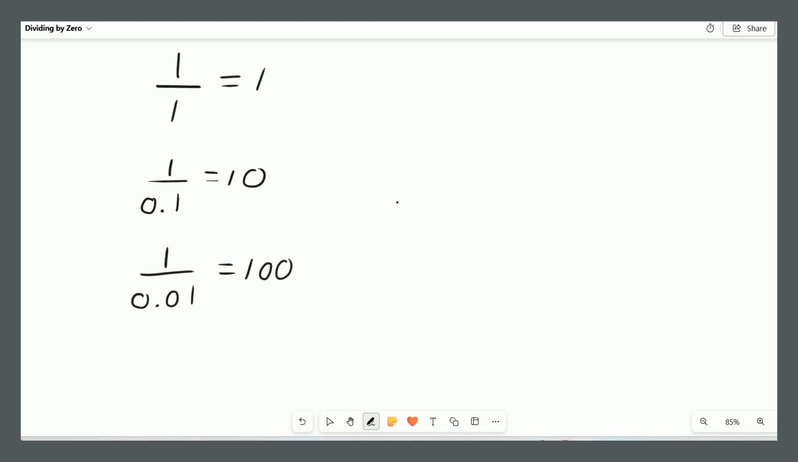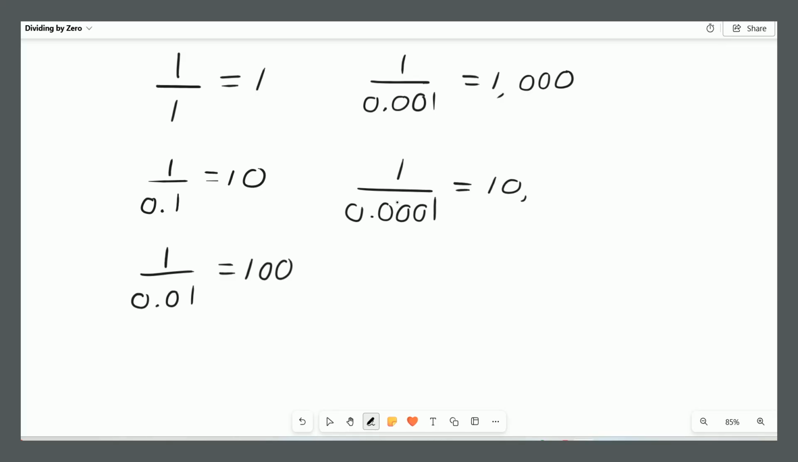Let's divide by something even closer to 0, 1 divided by 0.001. That gives us 1,000. And you see that as we get closer and closer to 0 in the denominator, our answer gets bigger and bigger and bigger. And we could do this forever. So what's the limit of this process? Well, if we have 1 divided by x, the limit of that as x approaches 0 is infinity. It will just get bigger forever.